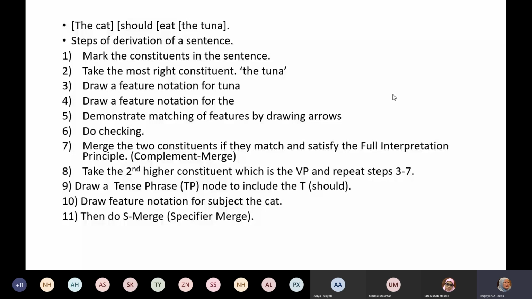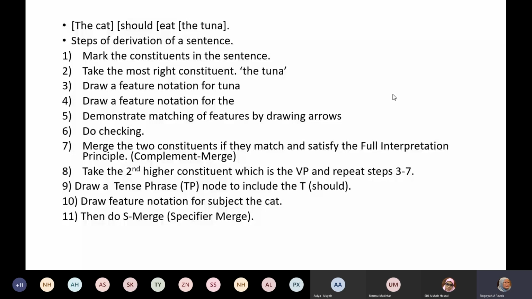And then we draw the TP. The TP, then we put should. We put should for the TP, T should, and then we do an S-merge. And S-merge will see that the subject will go up to the specifier of the TP, another TP. Yeah? So this is what we see. The answer for question 3 is actually on page 168 again. So you look at 168, the answer for Q3, Q3B.